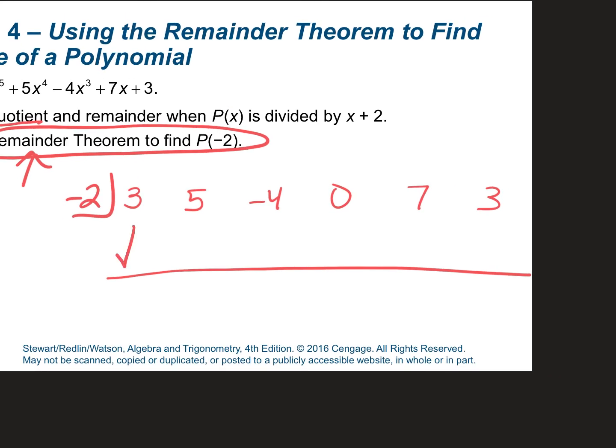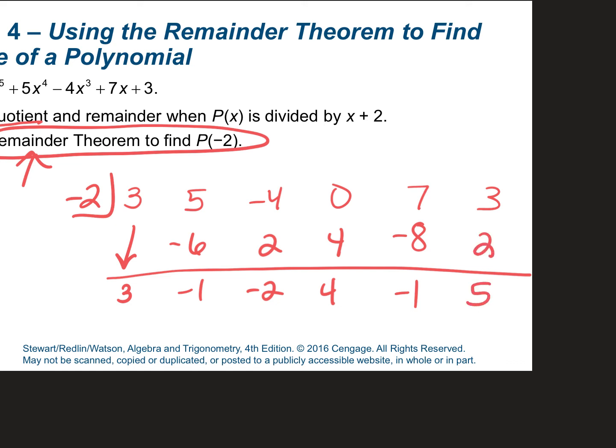So remember, we bring down our first term, which is 3. We multiply to the corner and add down. So 3 times negative 2 is negative 6. And 5 minus 6 is negative 1, right? 5 plus negative 6, negative 1. Negative 1 times negative 2 is 2. Negative 4 and 2 is negative 2. Negative 2 times negative 2 is 4. And 0 plus 4 is 4. 4 times negative 2 is negative 8. 7 plus negative 8, or 7 minus 8, negative 1. Negative 1 times negative 2 is 2. And 3 plus 2 is 5.